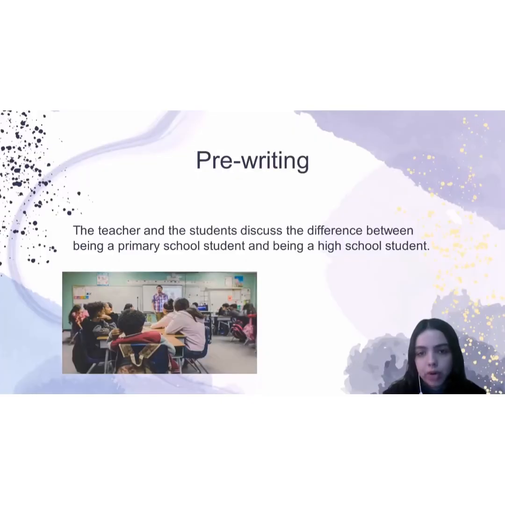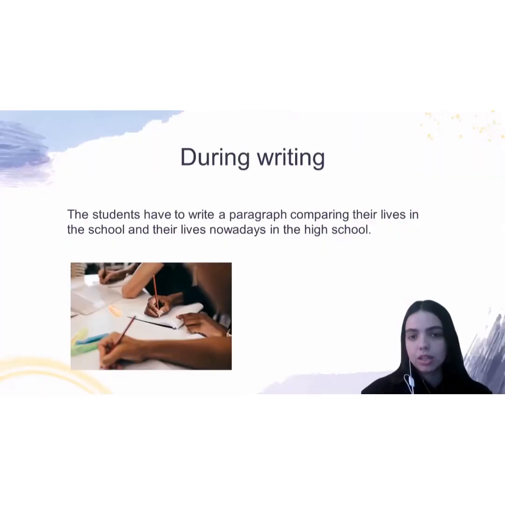Pre-writing. Here we have a discussion among teacher and students about the difference between being a primary school student and being a high school student. This activity serves to introduce students to the topic of the writing activity. During writing, here the students have to write a comparison paragraph, comparing their lives in the primary school and their lives nowadays in the high school. This activity serves to develop the writing skill.